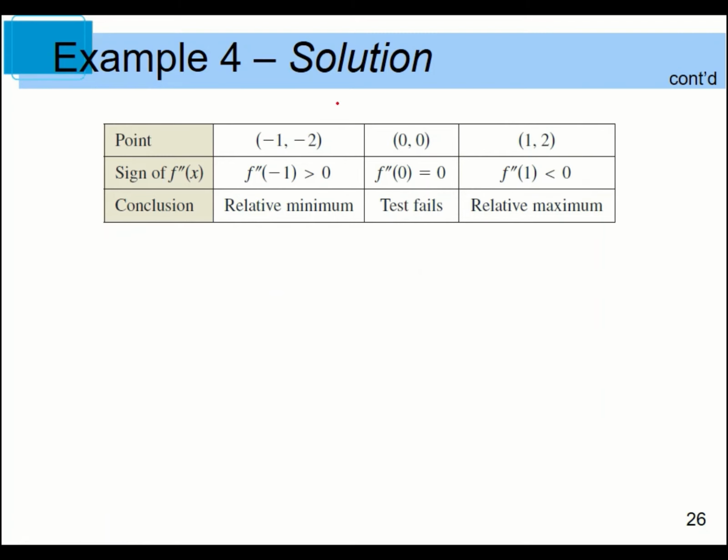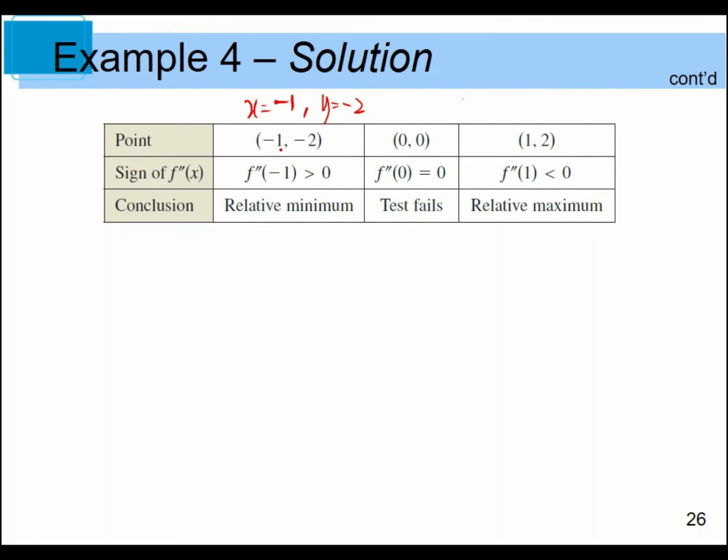Okay, so this point here is x equals negative 1, and this is 0, and this is x equals 1. If we substitute into the function f(x), when x is negative 1 we get y is negative 2. And when x is 0, of course y is 0. And when x is 1, substituting into the function, y is 2.